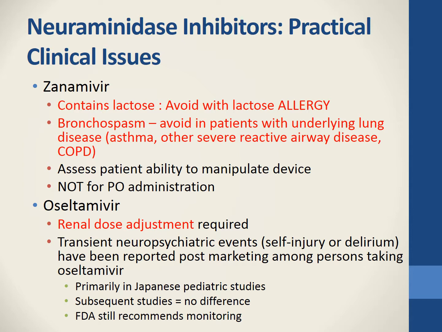I think the biggest issue with zanamivir clinically is the potential for bronchospasm. This inhaler can induce bronchospasm in patients, and so the labeling recommends that it not be used in patients with underlying lung disease. So if you have an asthmatic, someone with severe reactive airway disease, or COPD, you would not use zanamivir to treat influenza in that patient population.